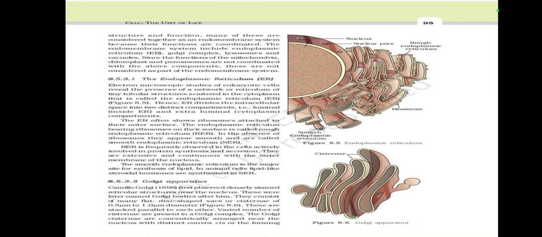The endoplasmic reticulum often shows ribosomes attached to their outer surface. The endoplasmic reticulum bearing ribosomes on their surface is called rough endoplasmic reticulum, RER. In the absence of ribosomes, they appear smooth and are called smooth endoplasmic reticulum, SER. RER is frequently observed in cells actively involved in protein synthesis and secretion. They are extensive and continuous with the outer membrane of the nucleus.